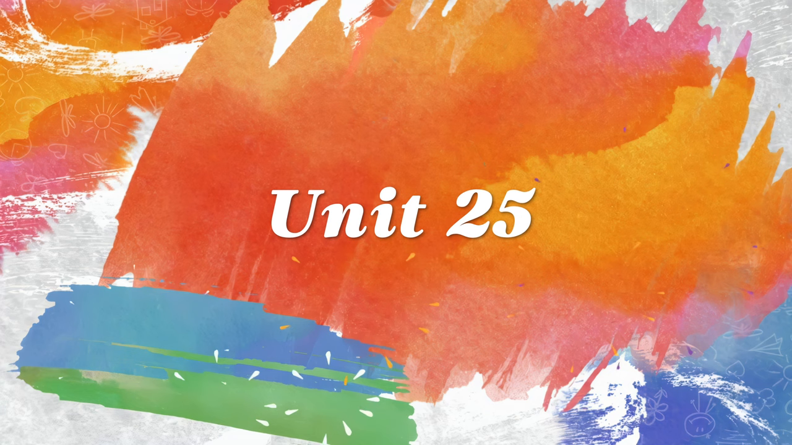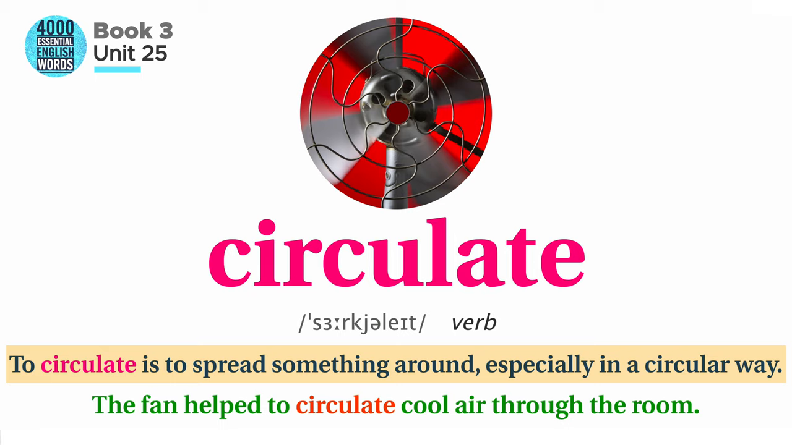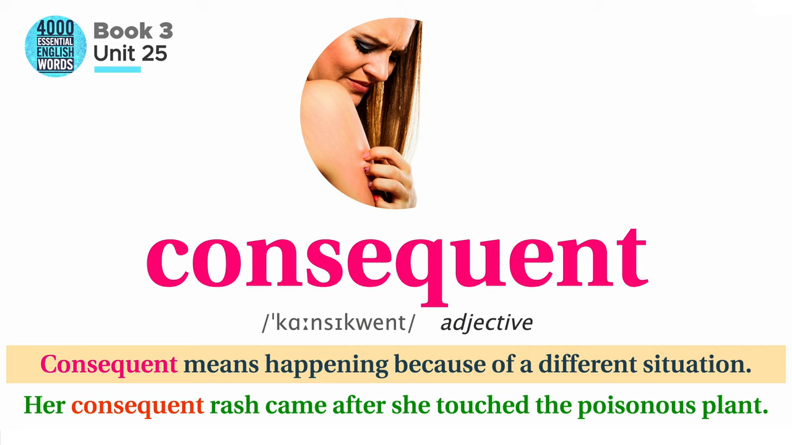Unit 25. Word List. Circulate. To circulate is to spread something around, especially in a circular way. The fan helped to circulate cool air through the room. Consequent. Consequent means happening because of a different situation. Her consequent rash came after she touched the poisonous plant.